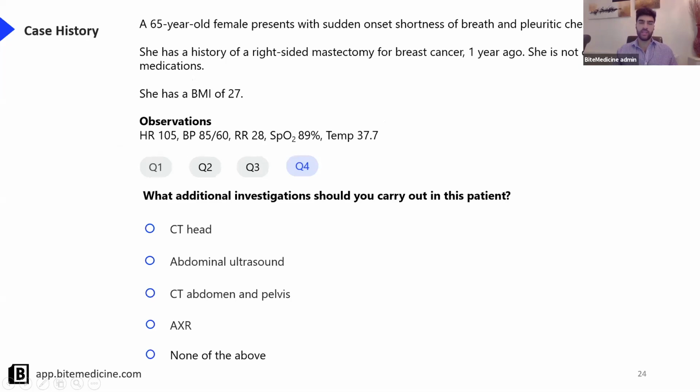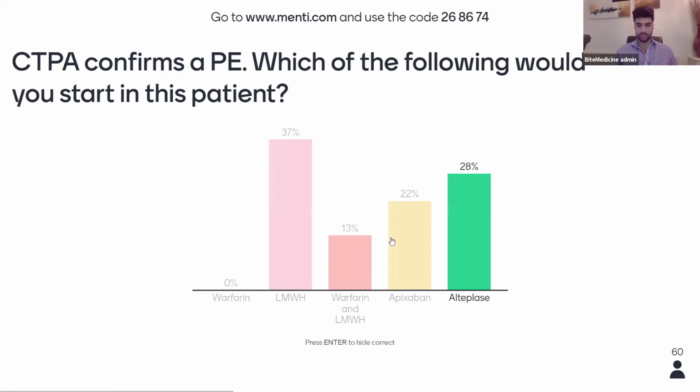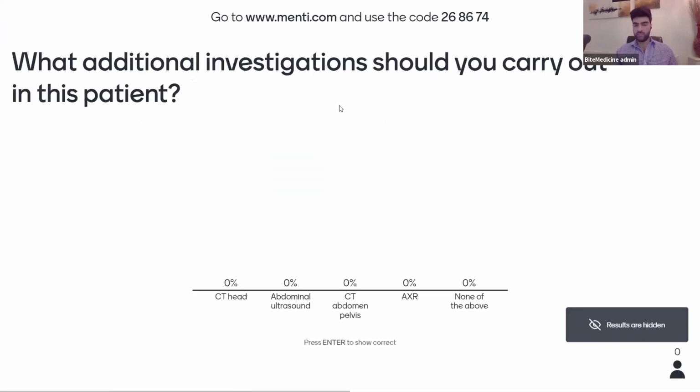Let's move on to the next question. What additional investigation should you carry out in this patient? So CT head, abdominal ultrasound, CT abdomen pelvis, abdominal x-ray, or none of the above?